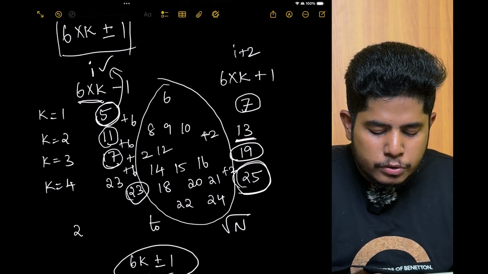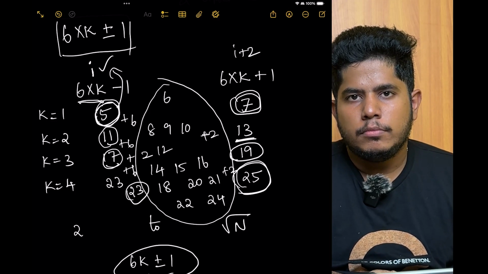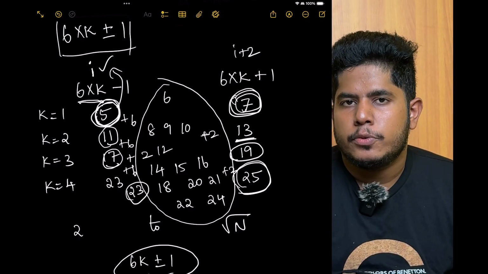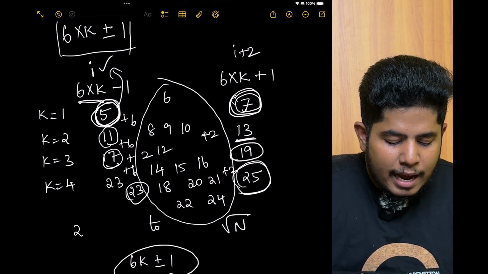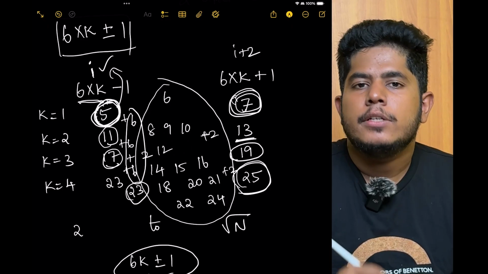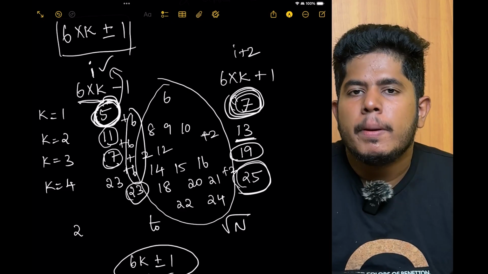And what is it that we are able to see? If this is I, then this is I plus 2. So the I value starts from 5 and it keeps incrementing by 6 every time. And whenever we are picking I, we should also be picking I plus 2.